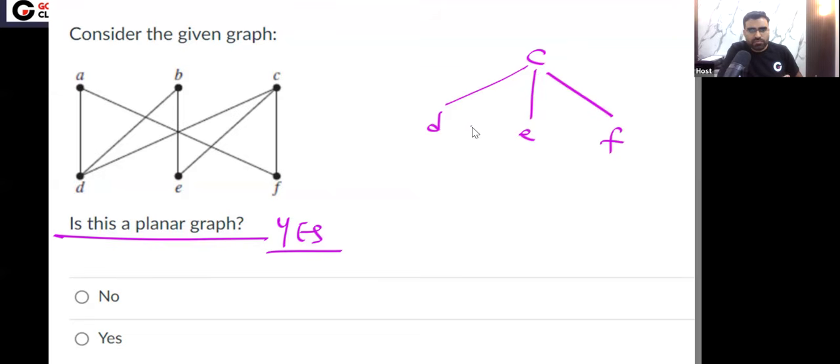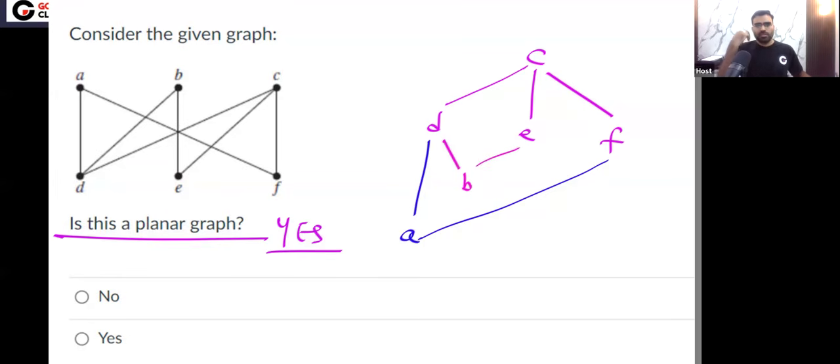And then what can I do? This D is adjacent to A, and this is adjacent to this. Then you can see this B is adjacent to here and here. That's it. Yes or no? Is this clear? So I got the planar representation of this graph. You can see the planar representation we have created. Now you tell me, is this a planar graph? The answer is yes, because I can draw this graph without edge crossing.